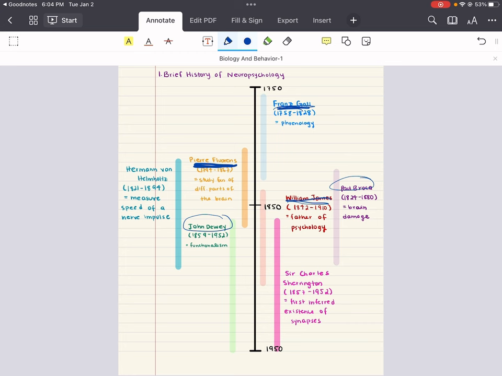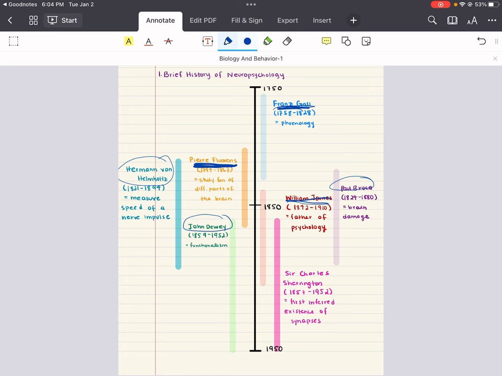Another important individual is Hermann von Helmholtz. He was the first to measure the speed of a nerve impulse. And by actually measuring the speed of a nerve impulse in terms of reaction time, Helmholtz is often credited with the transition of psychology into a field of the natural sciences.